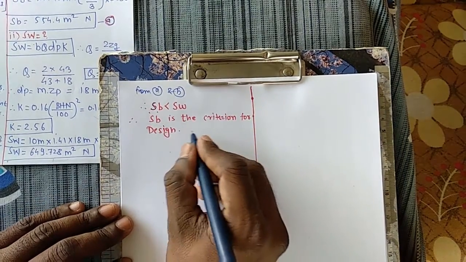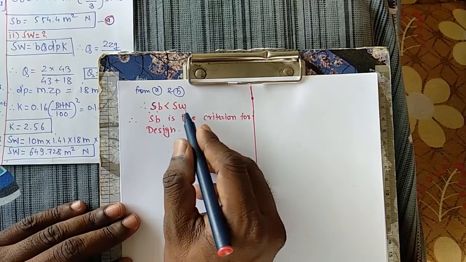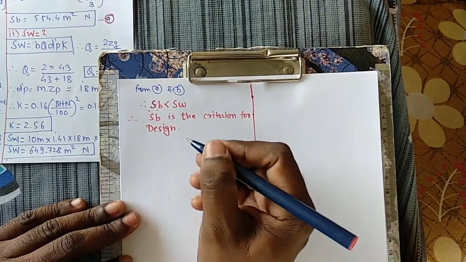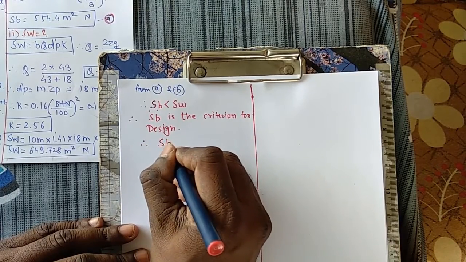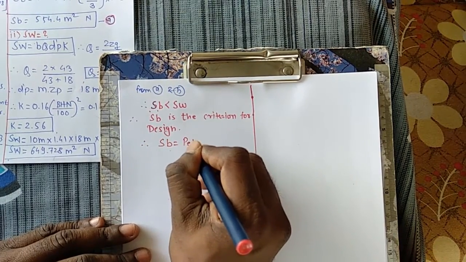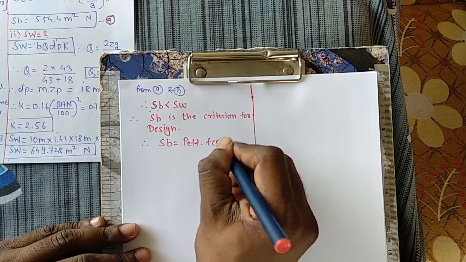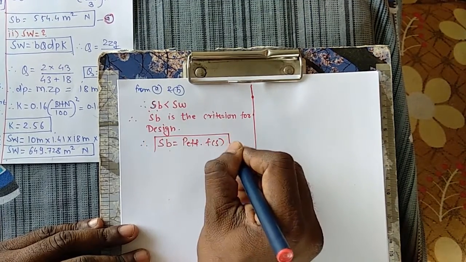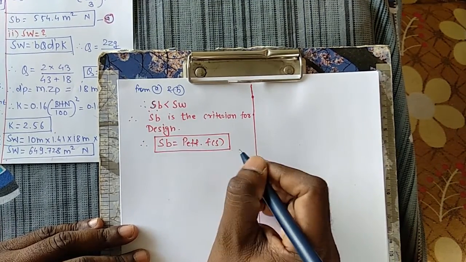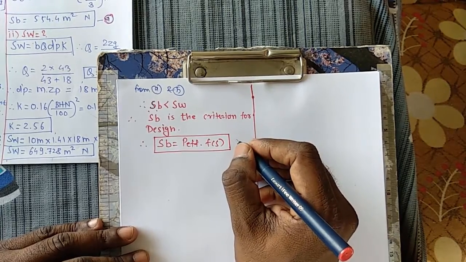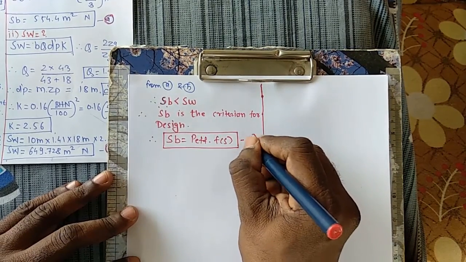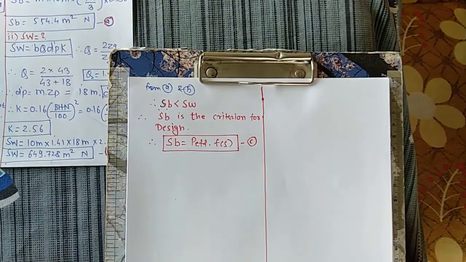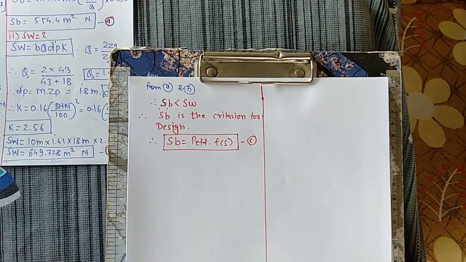Whatever is the weaker element, or whatever is the criteria for failure, that has to be equated with P effective into Fs. Therefore, SB is equal to P effective into Fs. So I will mark this as equation C. SB is equal to P effective into Fs. Okay.